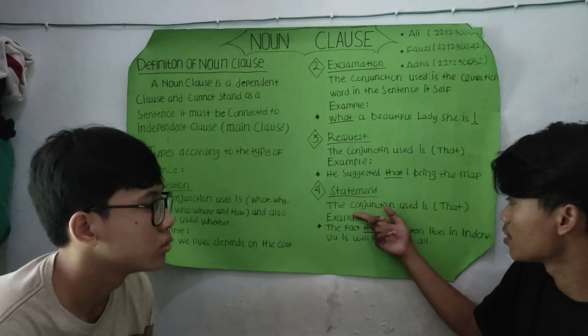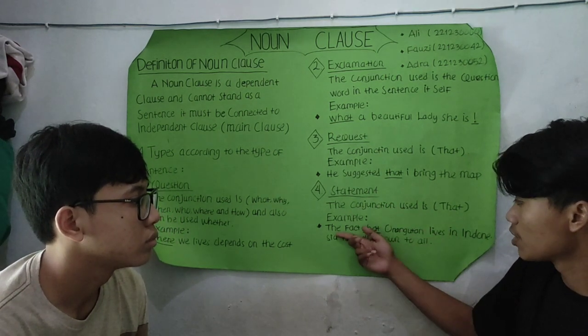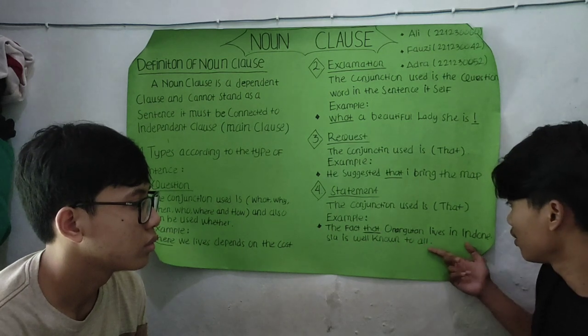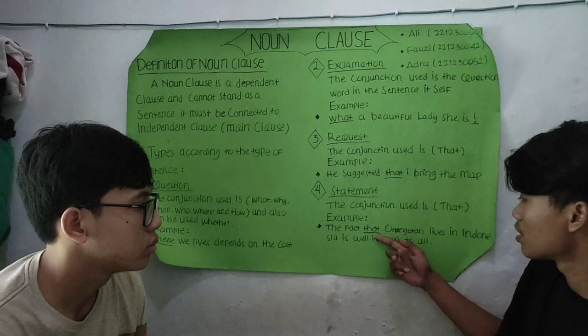For the last is statement. The conjunction used is that. For the example, the fact that orangutan lives in Indonesia is well known to all. The conjunction in this sentence is that.